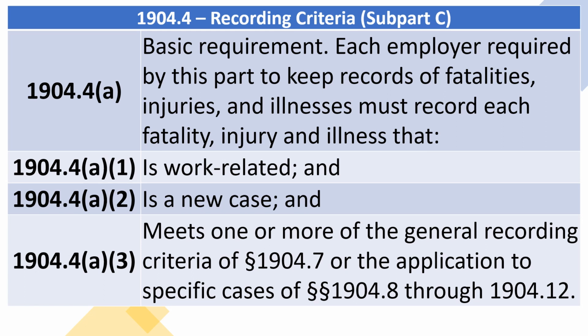1904.4(a) Basic requirement. Each employer required by this part to keep records of fatalities, injuries, and illnesses must record each fatality, injury, and illness that 1904.4(a)(1) through (a)(3) is work-related, and is a new case, and meets one or more of the general recording criteria of Section 1904.7 or the application to specific cases of Sections 1904.8 through 1904.12.